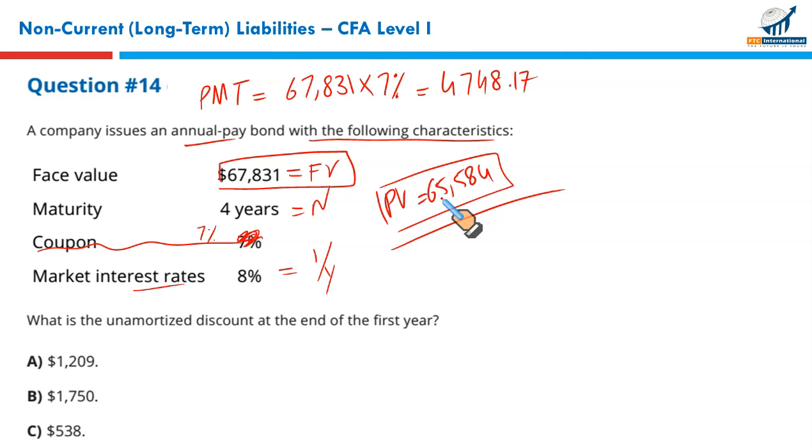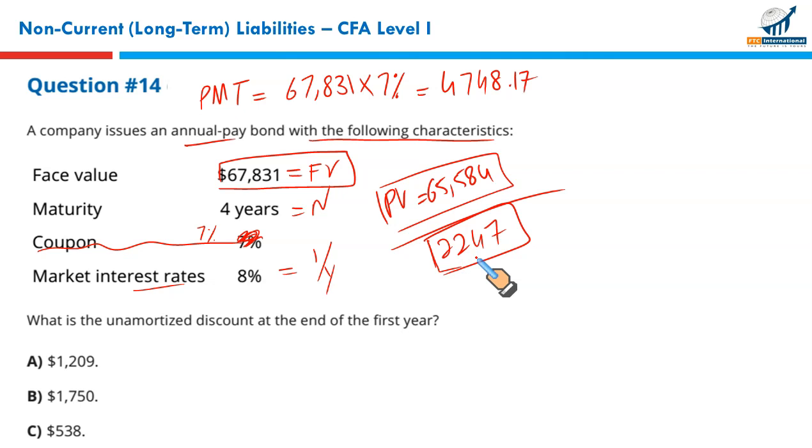What is this discount? 67,831 less 65,584 gives you 2247. This 2247, remember gentlemen, is called the discount on bond issue. This 2247 will be amortized over the life of the bond. How do we do that? That's the point. 2247 is the discount.